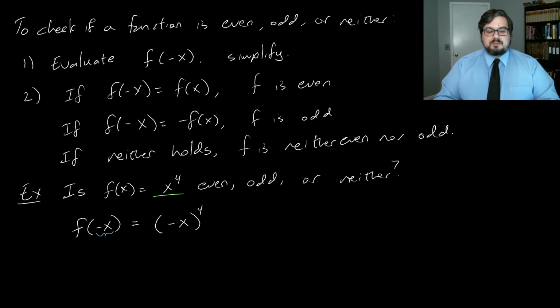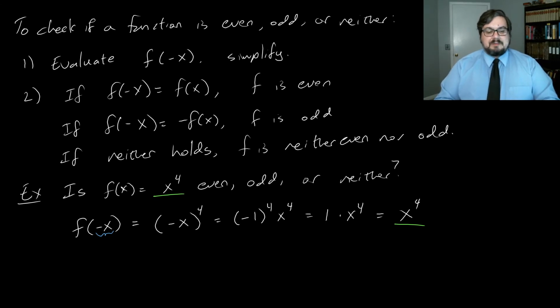So negative x to the fourth we can rewrite as negative 1 to the fourth times x to the fourth, because negative x is negative 1 times x. Now negative 1 to the fourth is going to be 1. Negative 1 raised to any even number is just 1, so we get 1 times x to the fourth, which is x to the fourth. Now we have simplified that expression as far as possible, and so we ask, does this equal the original function? And in this case we see that it does. We get exactly the same formula out of it.